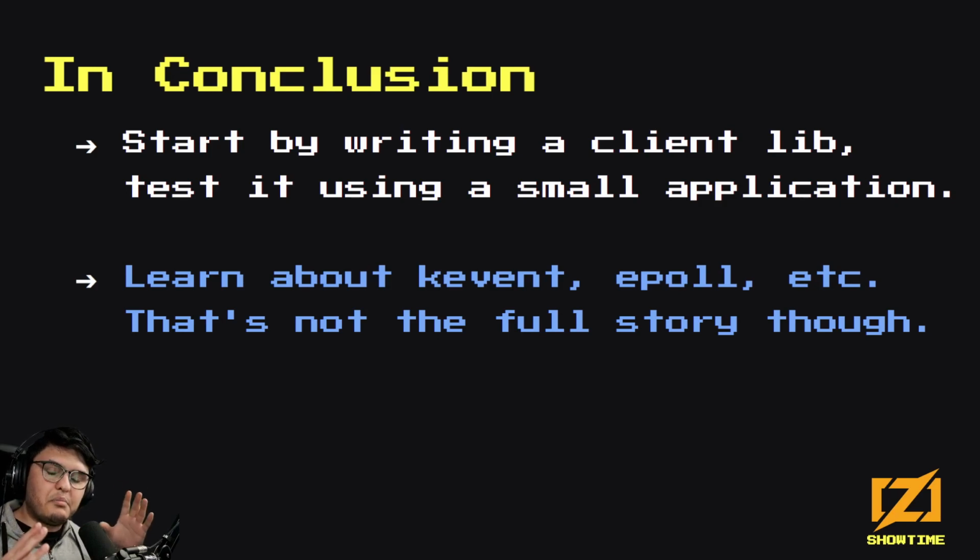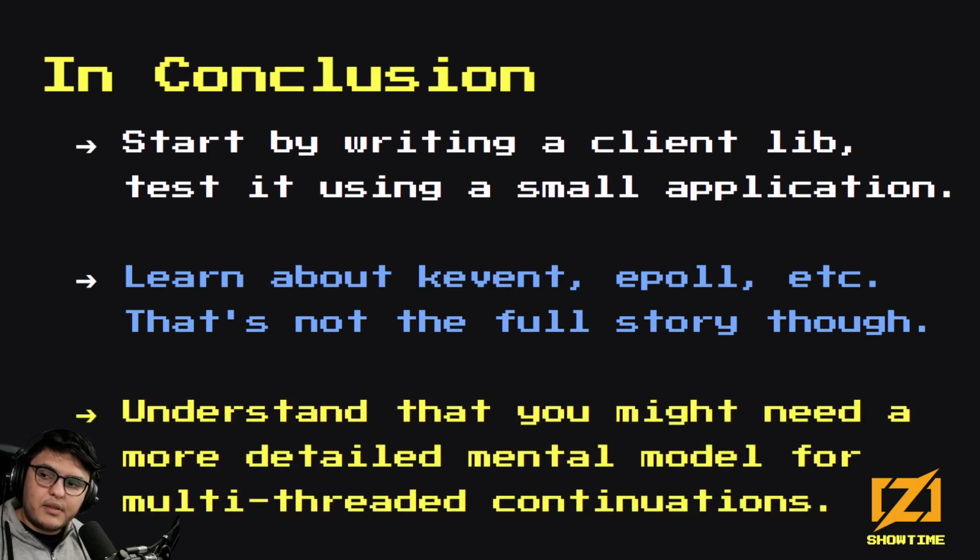Because you can do that by shrinking the scope of the main final application. You can shrink the scope of everything else that you have to look at in the code. And once everything fits into your mental model, then you start understanding more how everything works. That's still not gonna give you the full understanding when you start having multiple threads jumping left and right and moving control flow, but that's something that we can tackle in a different way. And that's the final point. So my final point is understand that you might need a more detailed mental model for multi-threaded continuations.